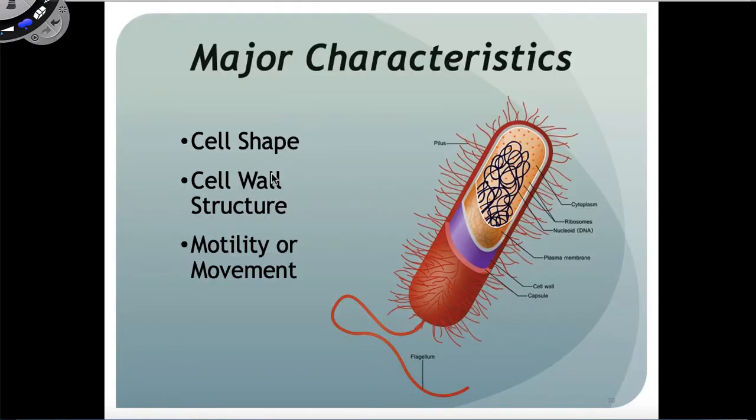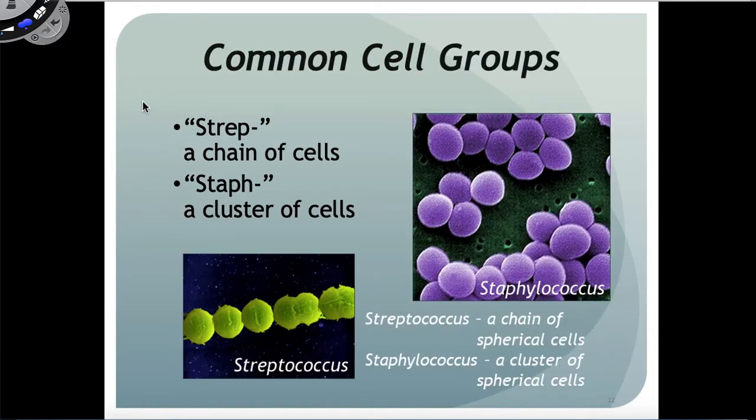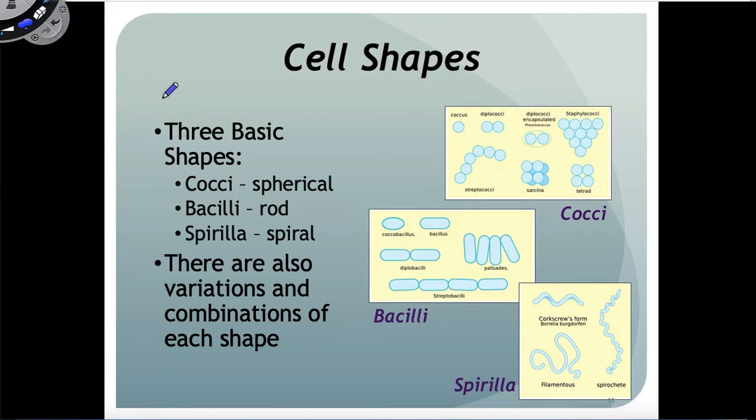All right, so we're going to be looking at major characteristics of bacteria. We're going to be looking at the cell shape, the cell wall structure, and the motility or movement. All right, so there are three basic shapes of bacteria that you should recognize. We have the cocci shape, which is the round spherical shape. There's the bacilli shape, which is the rod shape. And then there's the spirilla shape, which is the spiral shape of the bacteria, or corkscrew form type of bacteria, or filamentous type of bacteria.